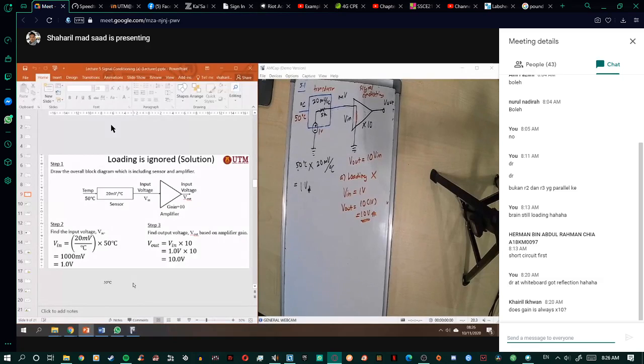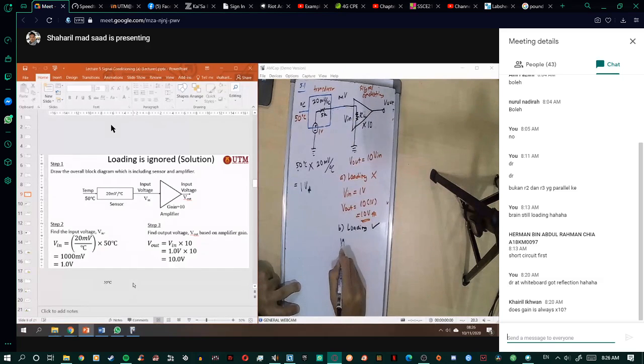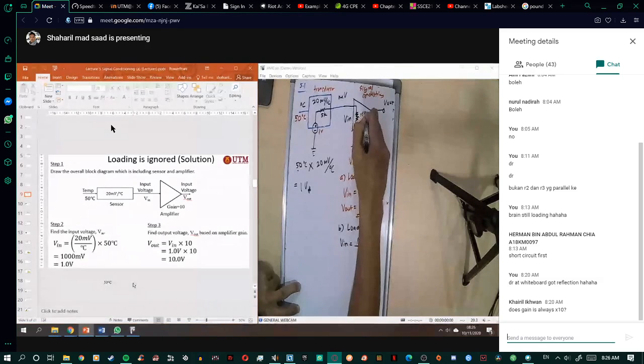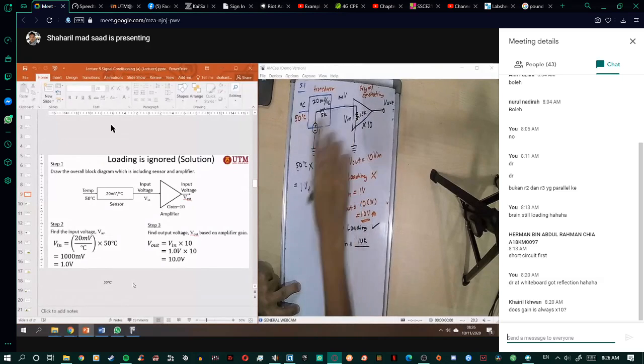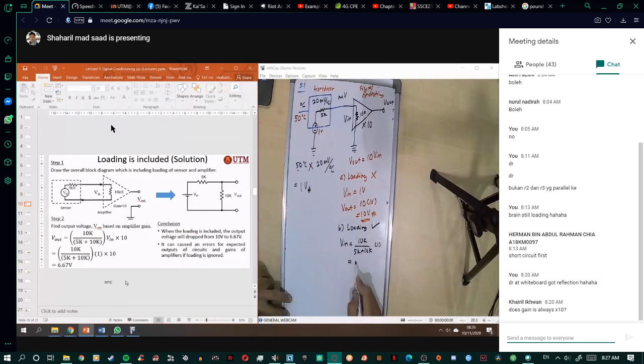And when you include the loading, that means you will have a resistor here, the loading RL. So now we can get V in equals RL divided by RL plus the internal resistance, times Vx. RL now is 10K. So 10K divided by 5K plus 10K, times 1 volt here. Now you will get 0.67 volt, and then V out is 10 times 0.67. Now you got 6.67, about 6.7 volt.